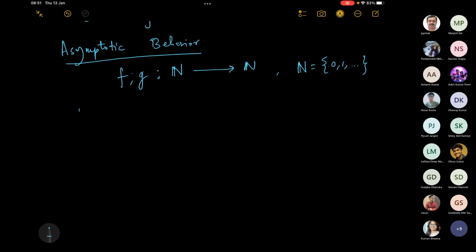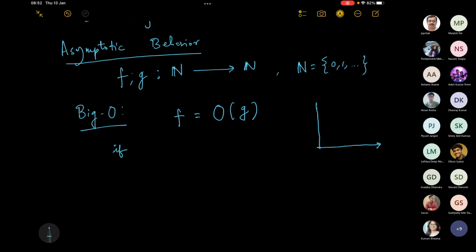So here is the first most useful notation, called big O notation. We say two functions f and g: f is big O of g. That's how you read it. Let me first show it pictorially, but it is essential you know the definition. Pictures won't help.